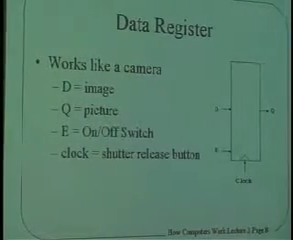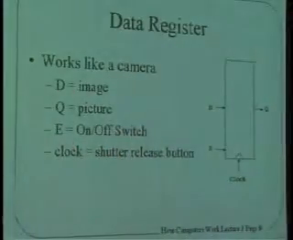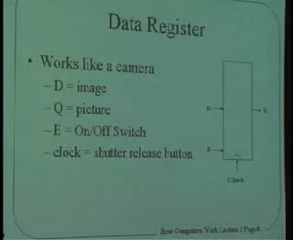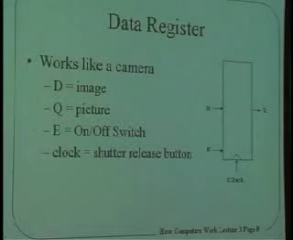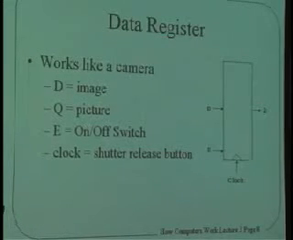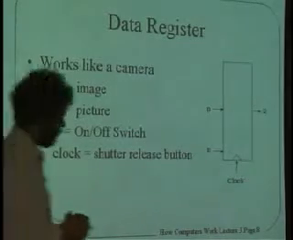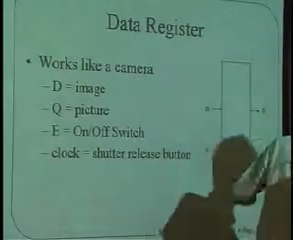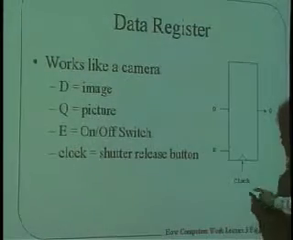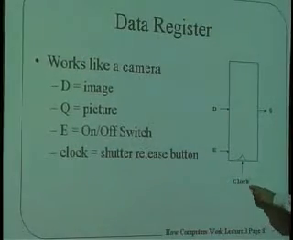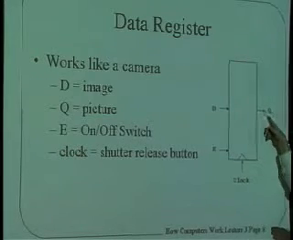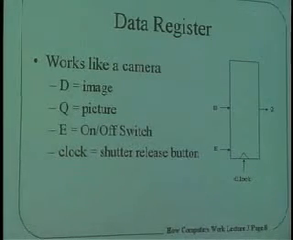Let's take a look at a data register, something a little bit more complex than that. A data register is sort of the most primitive memory that there is. And in particular, it can only remember one thing, one 32-bit word. It has two inputs, D and E here, and it has another input called a clock. And then finally, it has an output Q. Let's see if I can explain how this works.